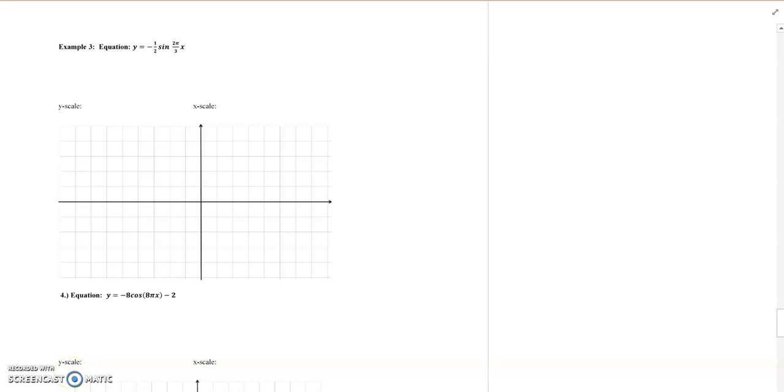Our third example is y equals -1/2 sine 2 pi over 3 x. Now there's a couple of things you notice. It's a negative sign, so a negative sign has slightly different properties. The amplitude is 1/2 and the b value is 2 pi over 3.